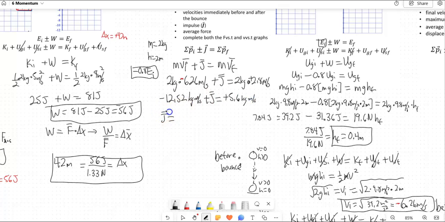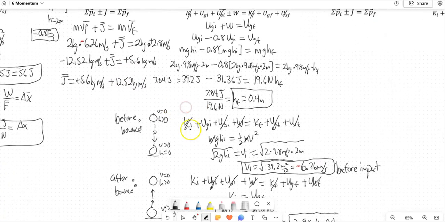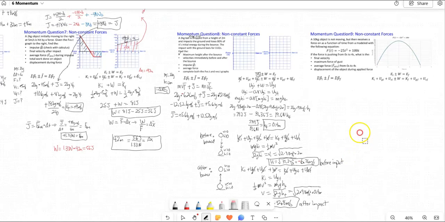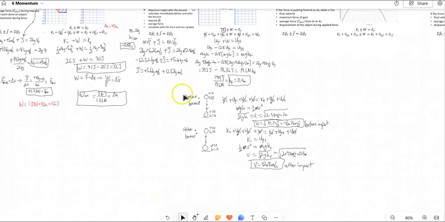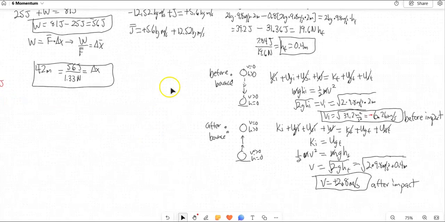So J is, we're going to add that. We got our 5.6 kilogram meter per second. And now we're going to add our 12.52 kilogram meter per second. Okay. I'm going to erase this. This guy is encroaching. I'm going to do some other things here too. I'm going to move some things over so I have some room. Hold on a second. So I just moved this over a little bit.